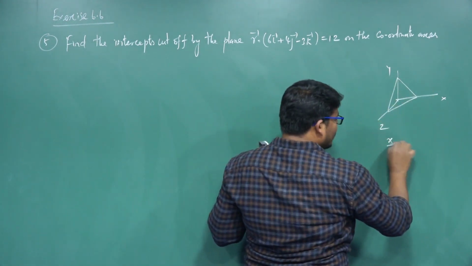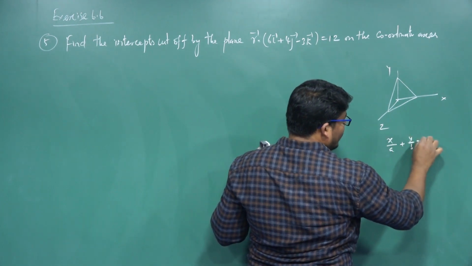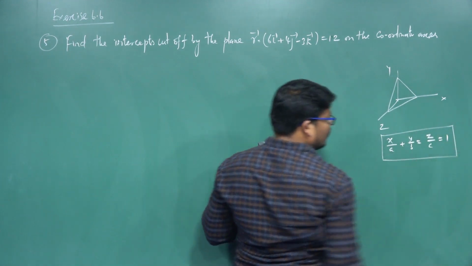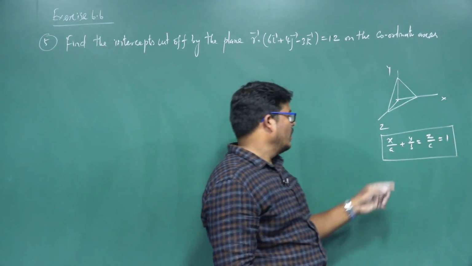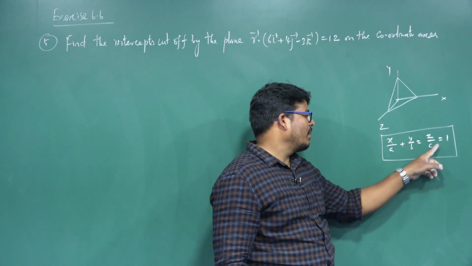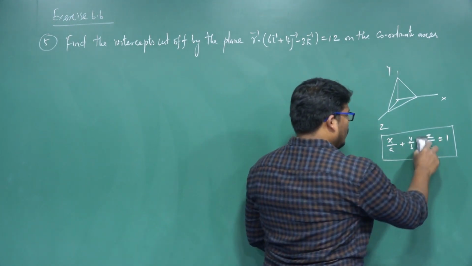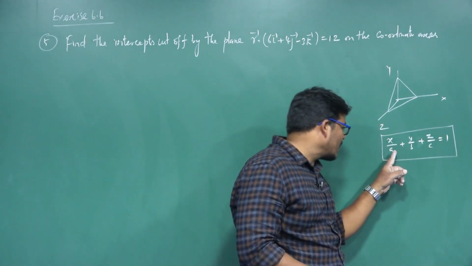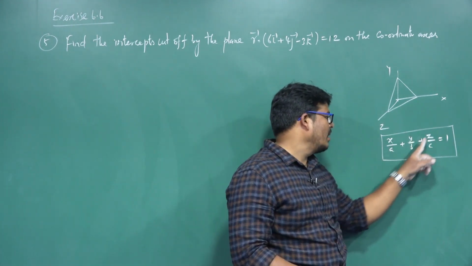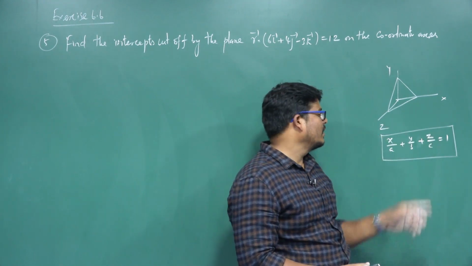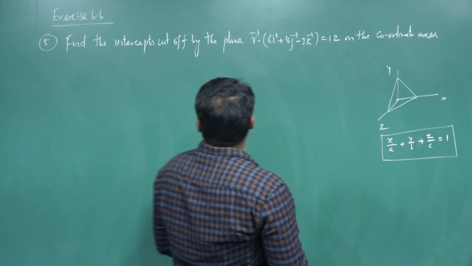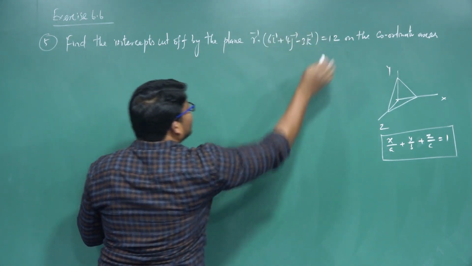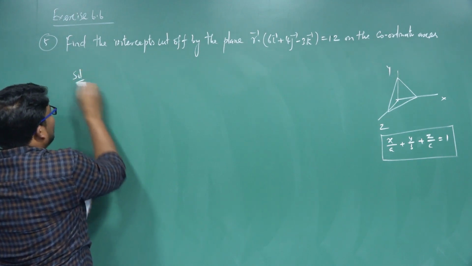Now the intercept form is x by a plus y by b plus z by c equal to 1, the intercept form with the coordinate axes. Here the x intercept is a, the y intercept is b, and the z intercept is c. That is the intercept. Given, find the intercepts cut off by the plane, whose equation is this. Write the equation of the plane.